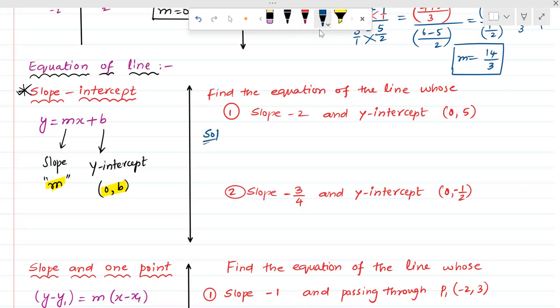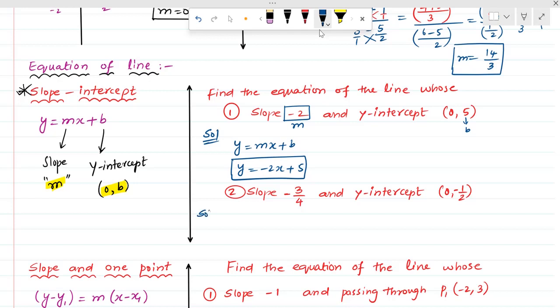So here there is an example. Find the equation of a line whose slope, the m, is given, and the y-intercept, this is b, is given. Just substitute in the formula. You have mx plus b. So here y equal m is minus 2x plus b. So this is the final answer. Minus 2x plus 5 is the equation of a line.